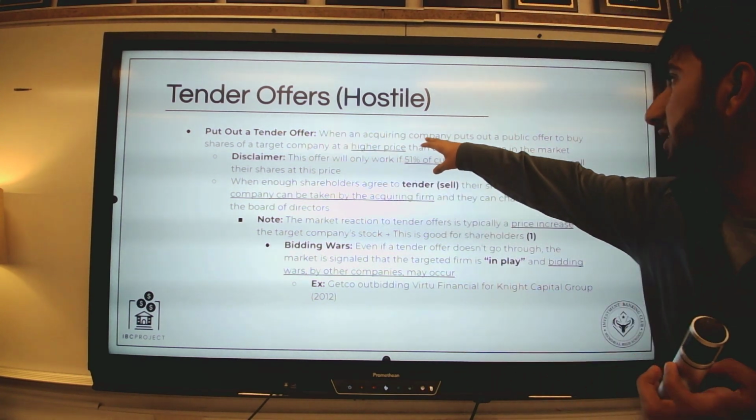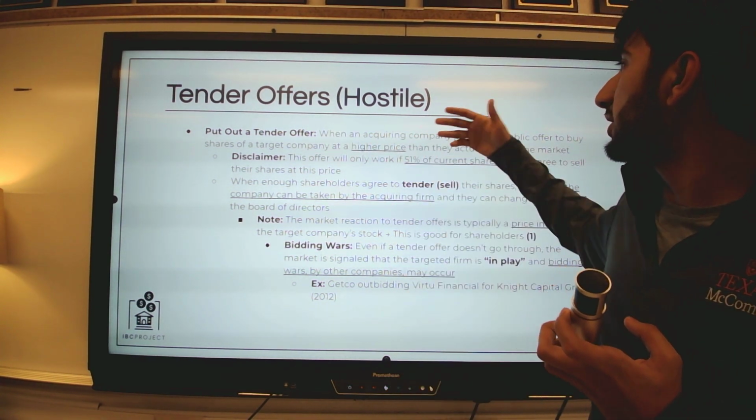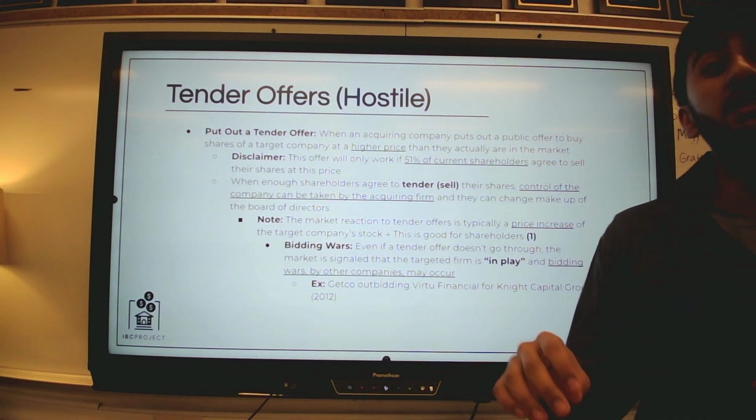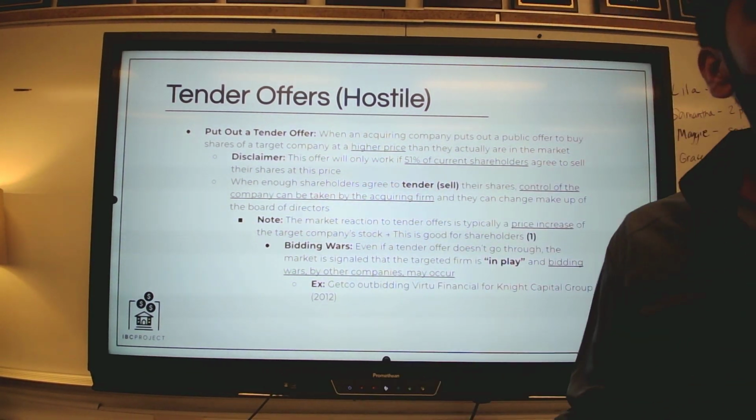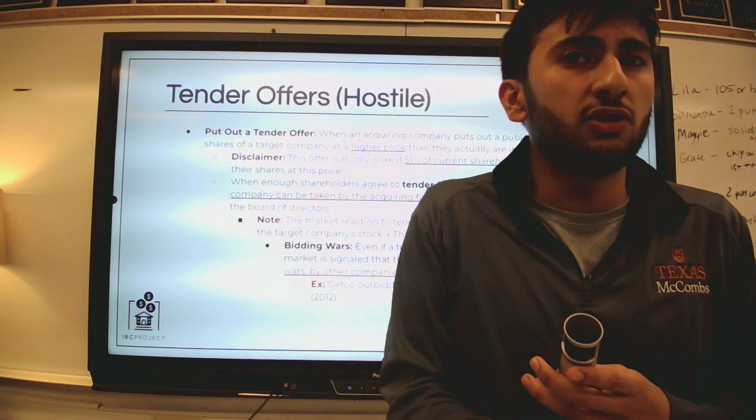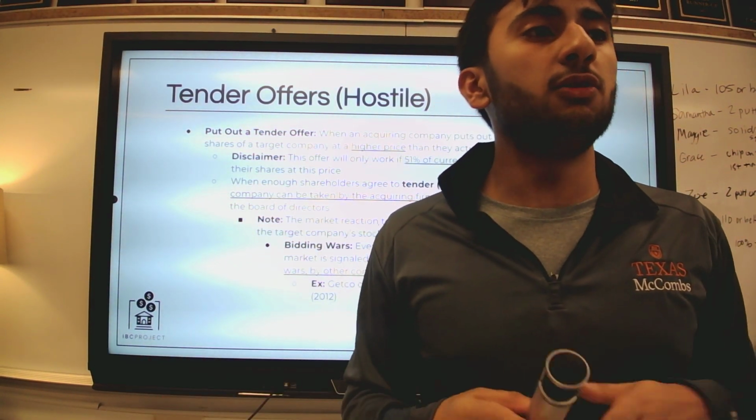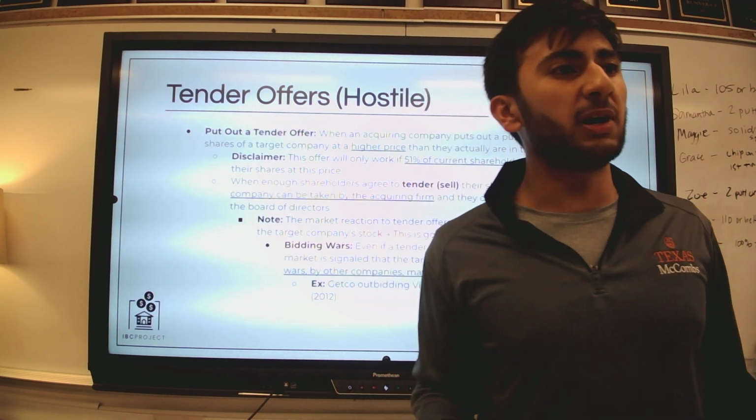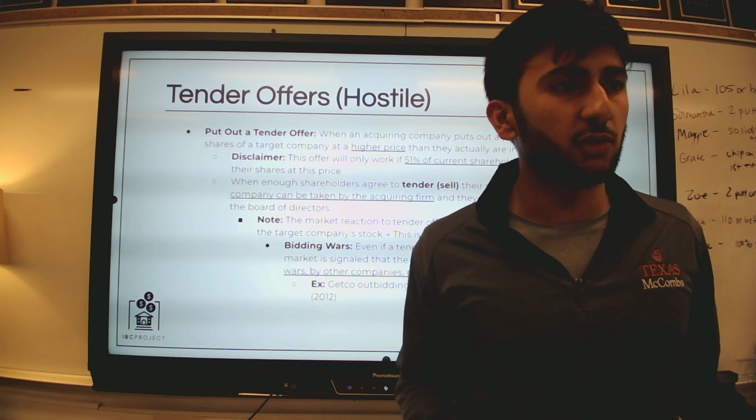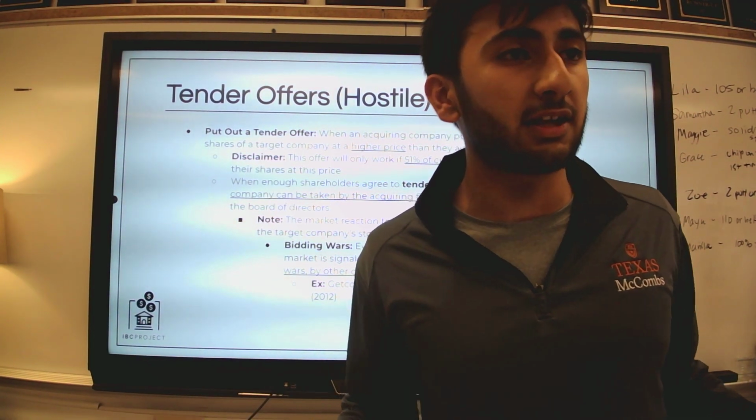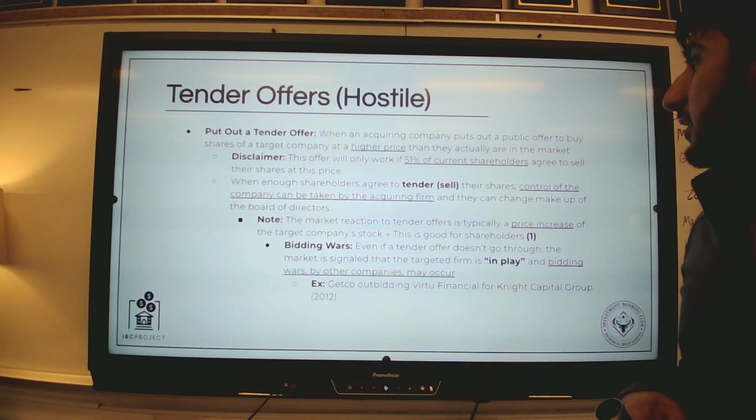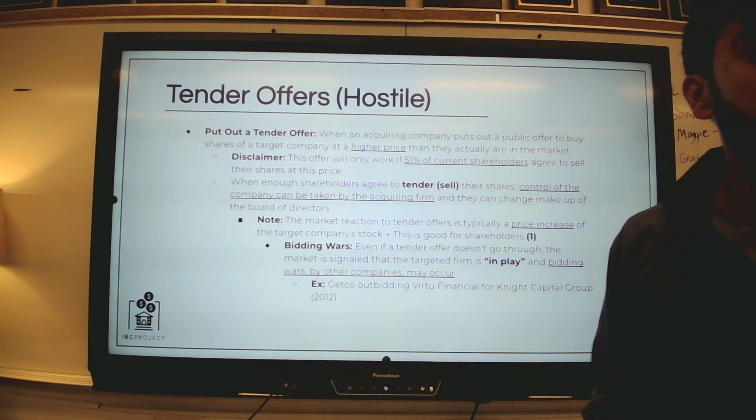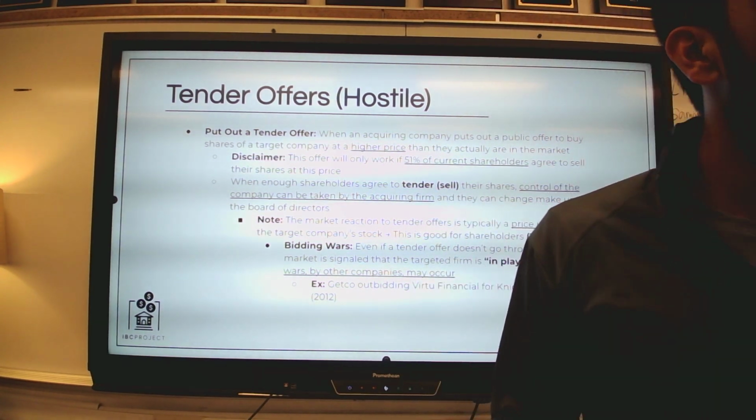A tender offer is when an acquiring company puts out a public offer to buy the shares of a company at a higher price than they usually are listed for on the market. And that might be kind of incentivizing, right? If you're not a major shareholder within a company, but you own like 100 shares, each one priced at like $20 or $50, and you're getting like $30 per share, well, you don't really care about the voting of the company and you just want quick money, quick liquidity, then you might just sell out, right? Disclaimer, this offer will only work if 51% of current shareholders agree to sell their shares at that price, though.